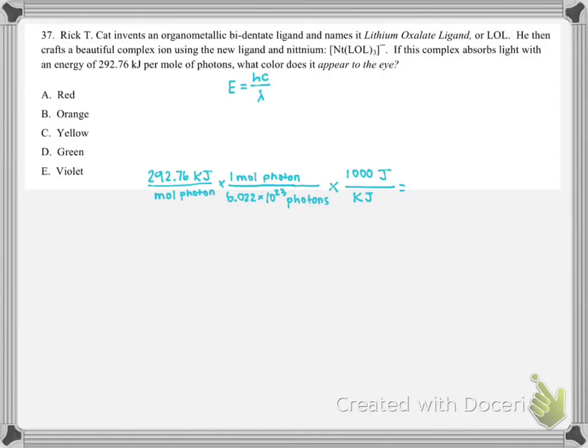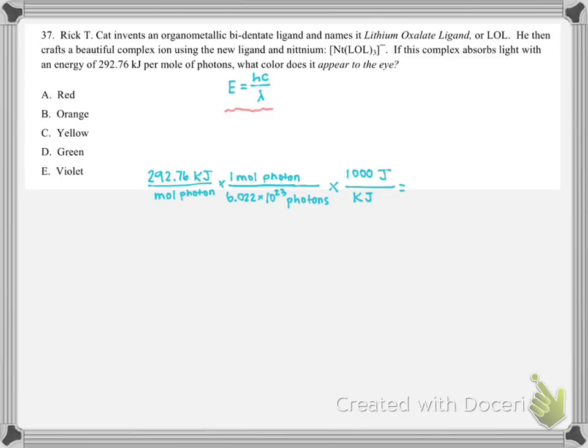Okay, so the infamous Rick T. Cat makes this new complex, Nitnium LOL. And he found out that it absorbs light with an energy of 292.76 kilojoules per mole of photons. And he wants us to pick what color it looks to our eyeballs. Okay. So just as a reminder, here we have the equation for relating the energy of light to its wavelength.